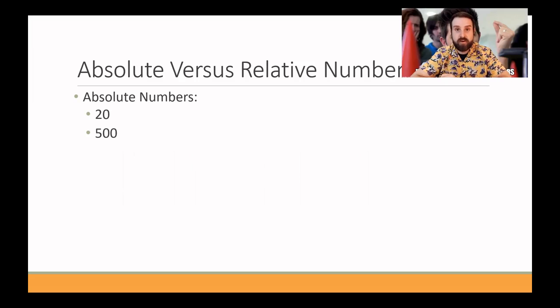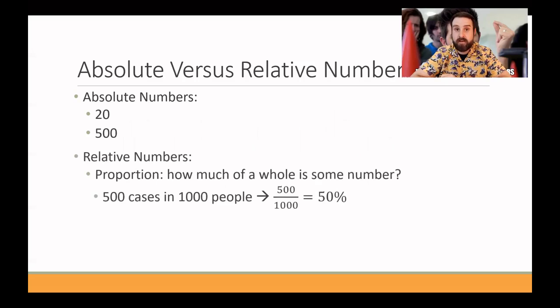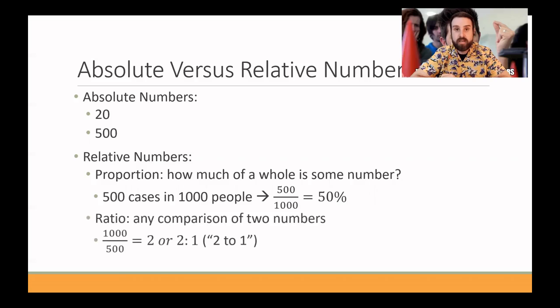So, an absolute number could just be something like 20 or 500. Relative numbers come in two main flavors: proportions, or how much of a whole is some number. So, for example, if you have 500 cases out of 1,000 people, then 50% is your proportion. You can also have a ratio, which is broader, any comparison of two numbers. For example, 1,000 divided by 500 can be expressed as 2 or 2 to 1.